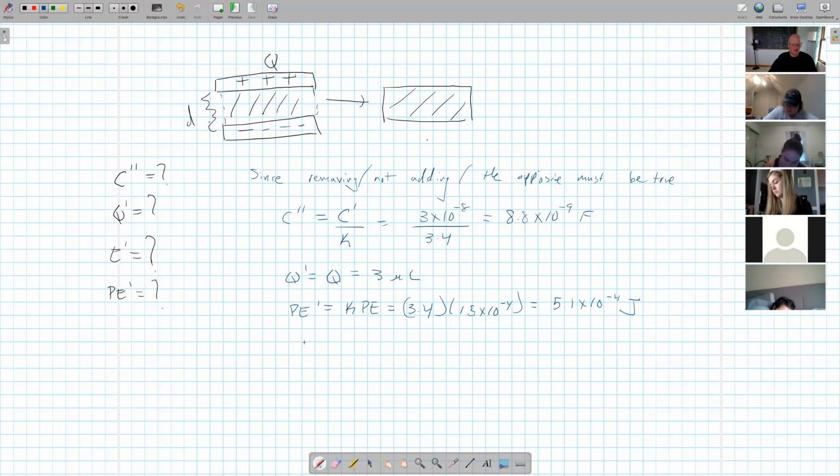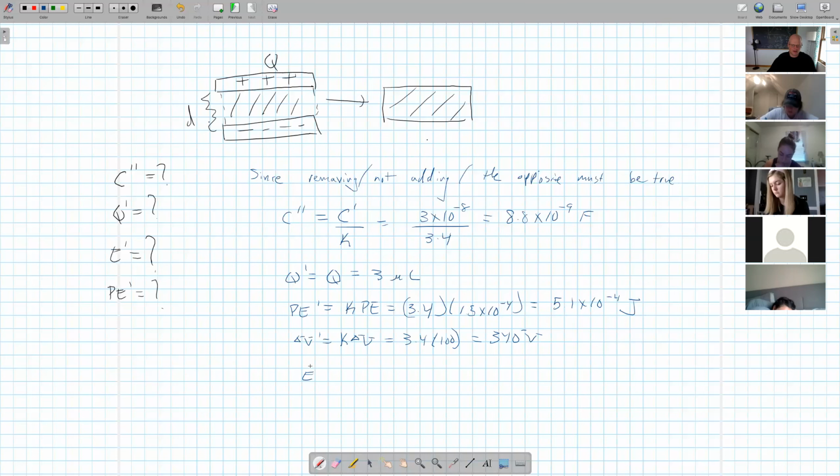Now for the electric field, we first have to know what happens to the potential. So again, we know that the potential is going to increase by an amount of the dielectric constant, which means this is going to be 3.4 times 100, which means the potential now goes up to 340.